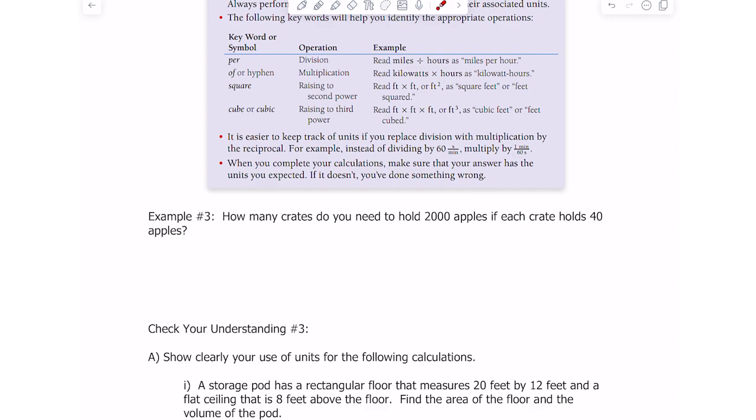Okay, so in this next example, how many crates do you need to hold 2,000 apples if each crate holds 40 apples? All right, so again, I'm going to identify the question. It says, how many crates do you need? So my answer is going to be labeled in crates. And I'm told that I have 2,000 apples. Okay, and it says each crate holds 40 apples. So I'm going to divide by 40 apples per crate.